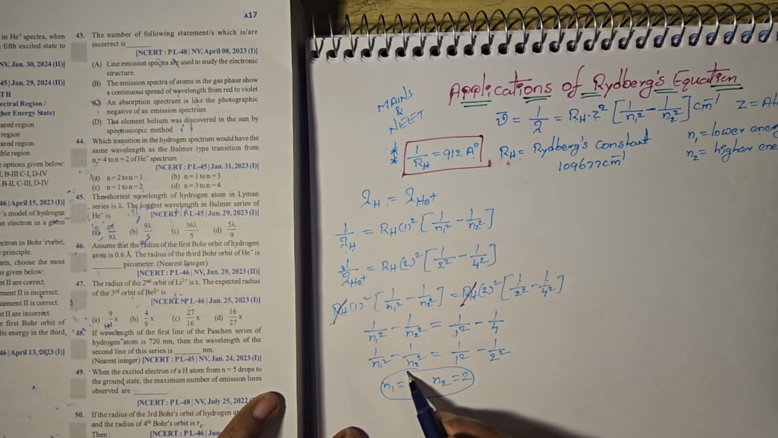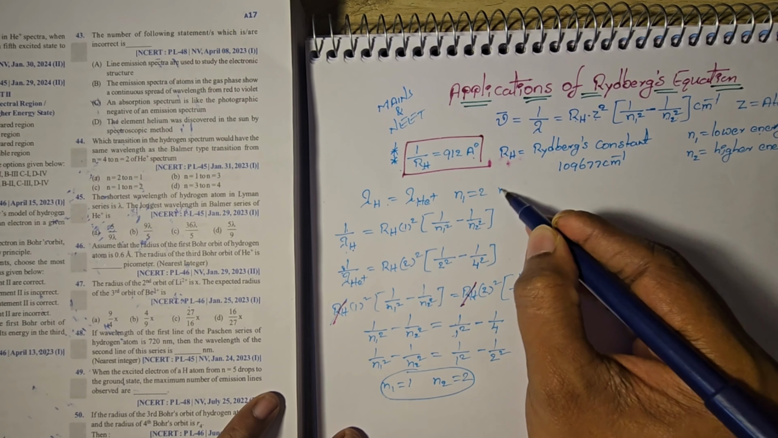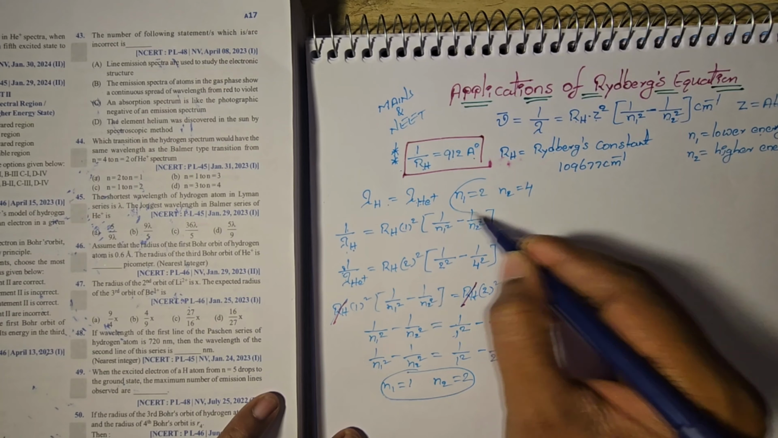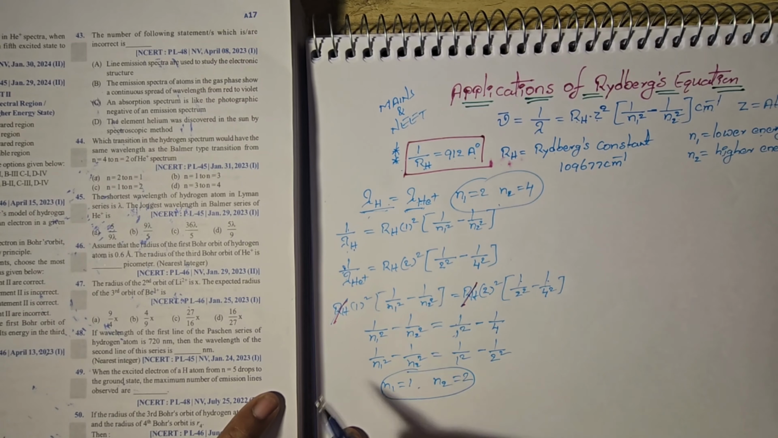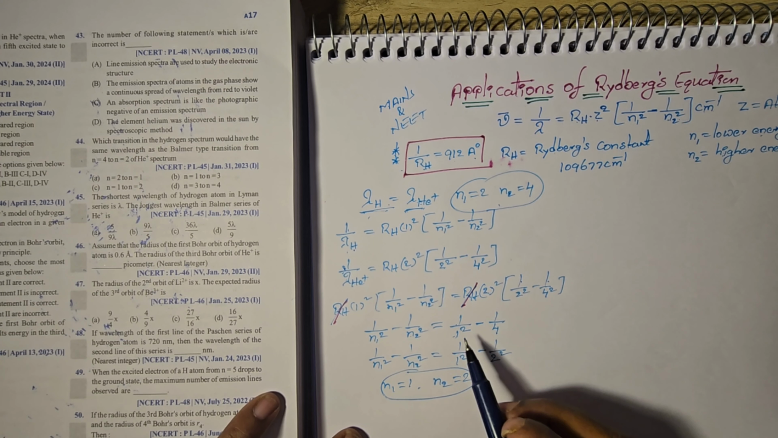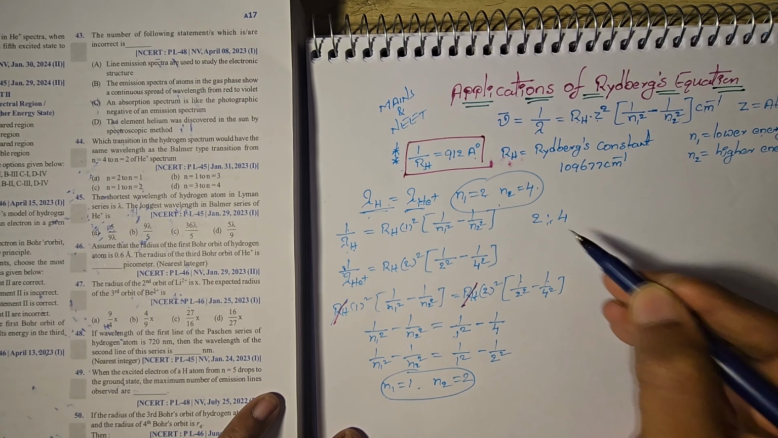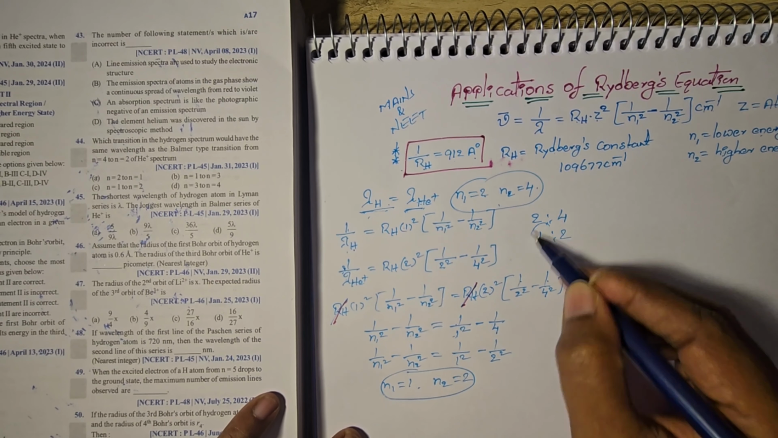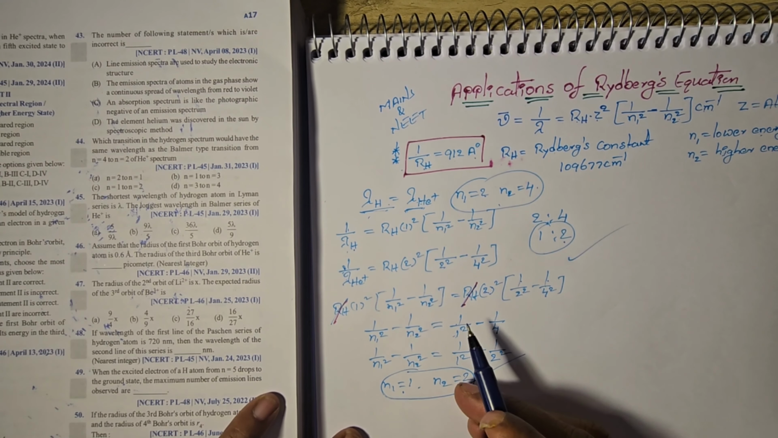In the helium transition, what is given? N1 value 2, N2 value 4. This transition's wavelength value is simply the same. So without doing this calculation, I am giving you one hint. 2 to 4, what is the simplest ratio? 1 to 2. That's it. 1 to 2, here also 1 to 2, same wavelength.